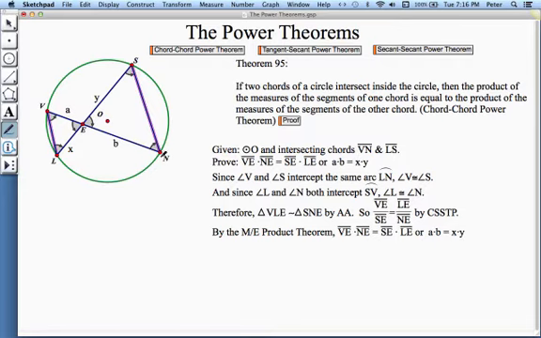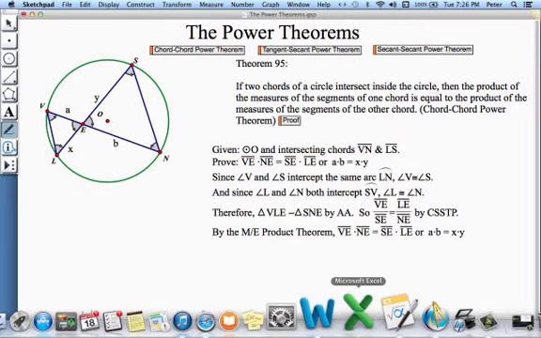Now, if I set up the proportion, I see that VE over SE is congruent to LE over NE. And when I multiply that out, I see that, sure enough, VE times NE equals SE times LE. I get confused a little bit by the notation of segments, so I just call the first part VE A and EN B. LE I refer to as X, and ES is Y. So I remember the chord power theorem as A times B equals X times Y.